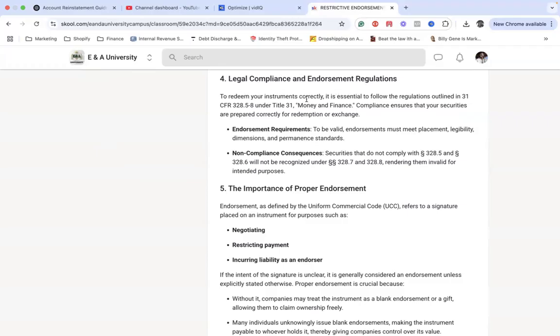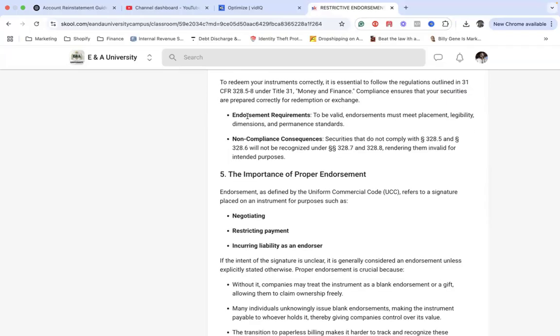All right, so the legal compliance and endorsement regulations. To redeem your instruments correctly, it is essential to follow the regulations outlined in this particular law. All right, CFR 32.8, 5-8, money and finance, right? Compliance ensures that securities are prepared correctly for redemption or exchange. Endorsement requirements: to be valid, the endorsement must meet placement, legibility, dimensions, and permanence standards. This is all outlined in this law, guys, right? I'll be going over the law with you shortly, but you have to meet all of these requirements.